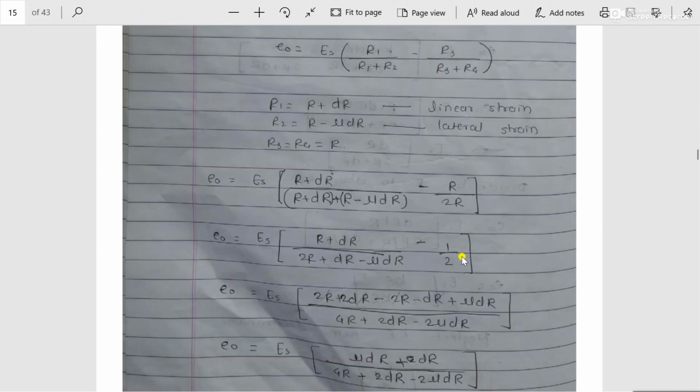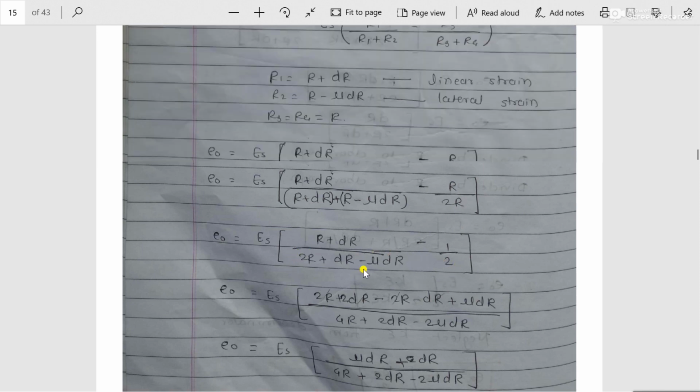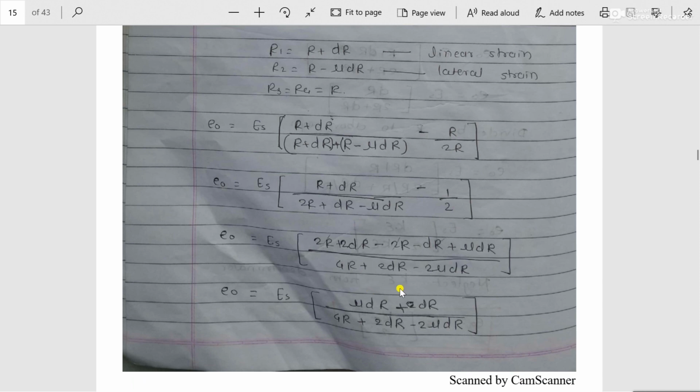Then I have to go for the simplification, that is E0 is equal to ES in bracket, the numerator terms R plus delta R as it is. So if I go to the denominator side, here plus R is there, so here plus 2R, this delta R remains as it is, minus mu into delta R as it is, this minus sign is also as it is. This R from the numerator and denominator will get cancelled, only 1 upon 2 remaining. But if you go through the denominators of these two equations, the denominators are not the same. So in the next step, what I have to do is make the denominators the same by cross multiplication.